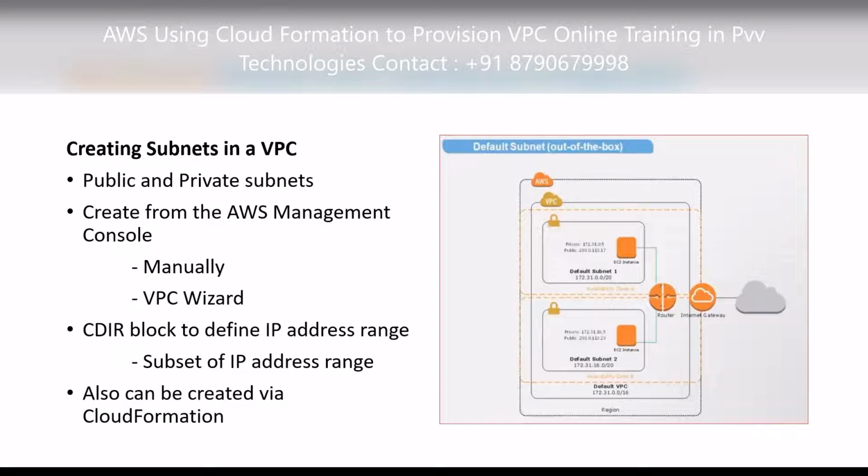And the CIDR block is the defined IP address range, where we decide our own IP range, like we saw in the previous image, 10.0.0 or else 10.1, for example. Or you can also choose your own IP range to create the VPC.